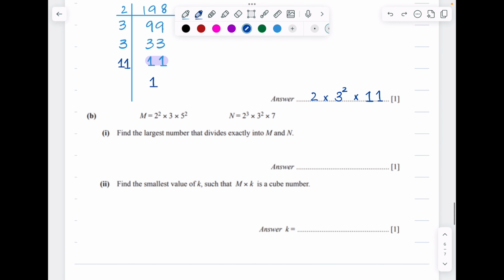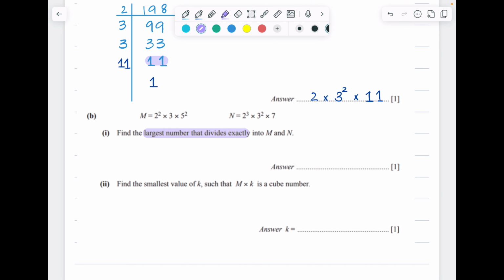The B part is find the largest number that divides exactly into m and n. Okay, find the largest number that divides exactly into m and n. Now if I'm looking for a number, either it could be HCF, highest common factor, or it could be LCM, which is least common multiple. Multiple is basically you are reading a table of something, like multiples of 2 would be 2, 4, 6, 8 and so on and so forth.